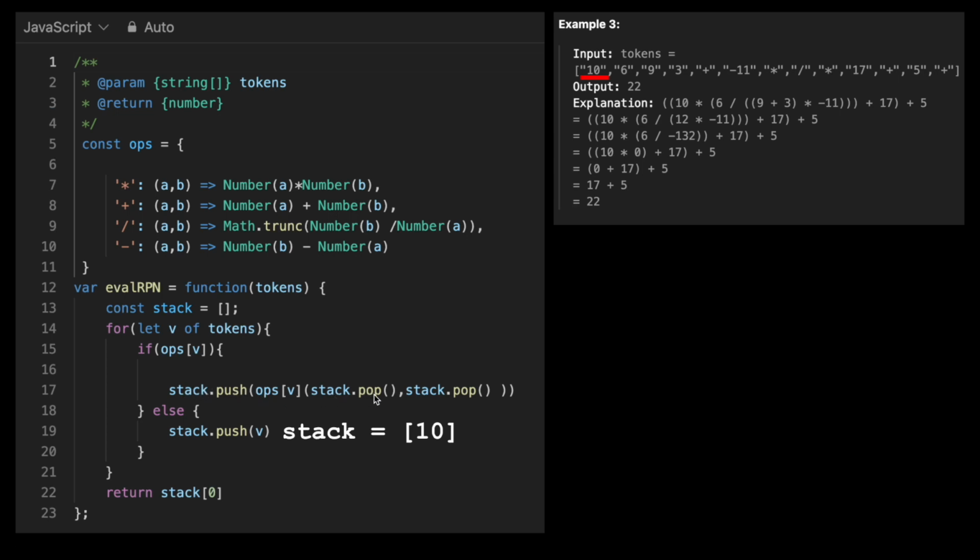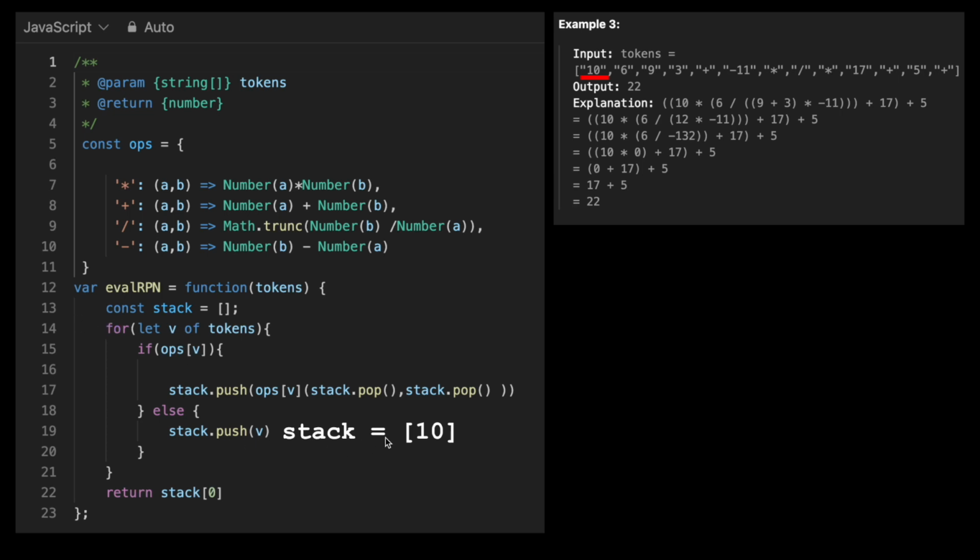We've popped it once, popped it twice. These are the a and b values, and we're putting that into our operation function, which is defined here. That's the ops of v. Otherwise, if it's not an operation, if it's not one of these symbols here, we just push the value into our stack that we've defined in line 13.